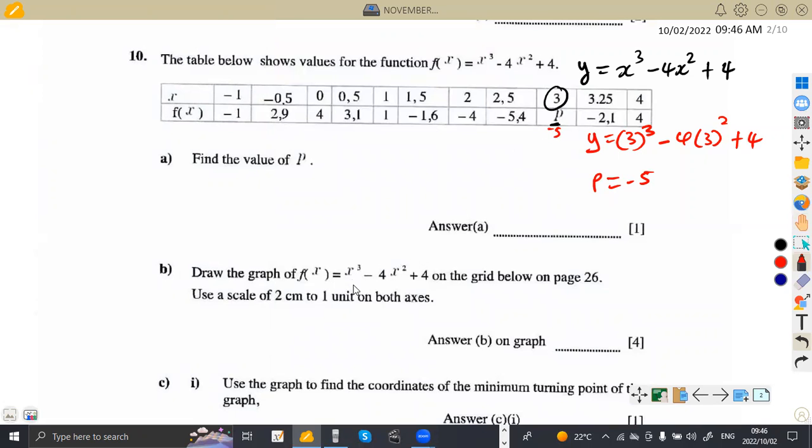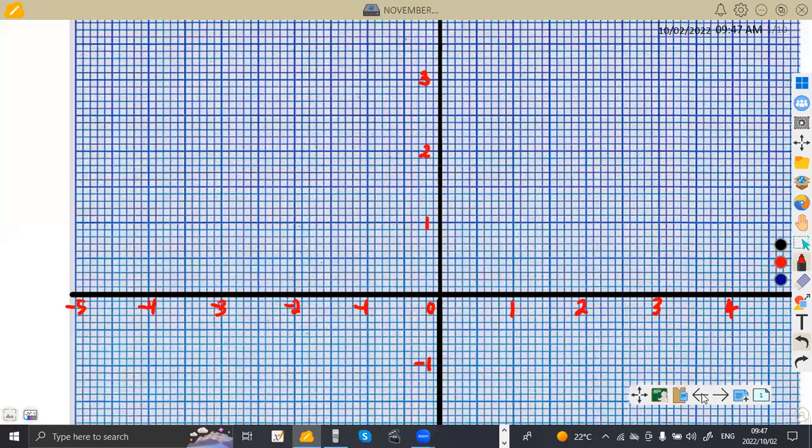So draw the graph of f of x on the grid below on page 26. Use a scale of 2 centimeters to 1 unit on both axes, which means both the x and the y are going to use 2 centimeters to 1 unit, just like what we are given here. So we're going to mark the points, guys. I'm just going to mark direct. The first one was -1 and -1. So it's going to be -1 and -1.